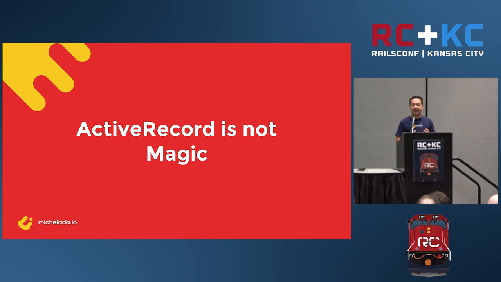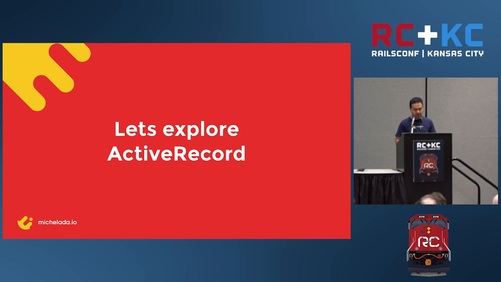It's hiding a lot of the complexity, and that implies having a model connected to a table in the database. But at the end, there is no magic at all. What I'm trying to do in this talk is some exploration of the main actions that ActiveRecord is doing for us in order to transform a query into an object. So let's start with that.